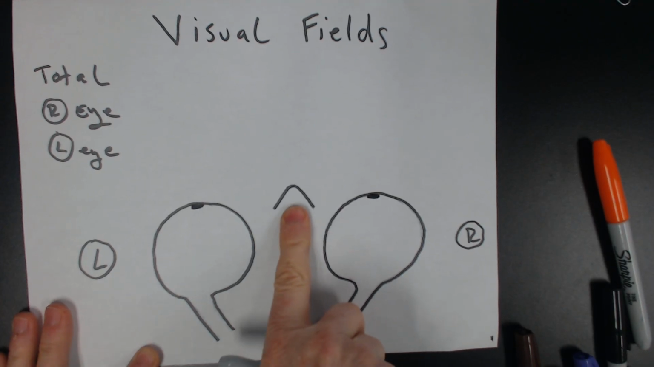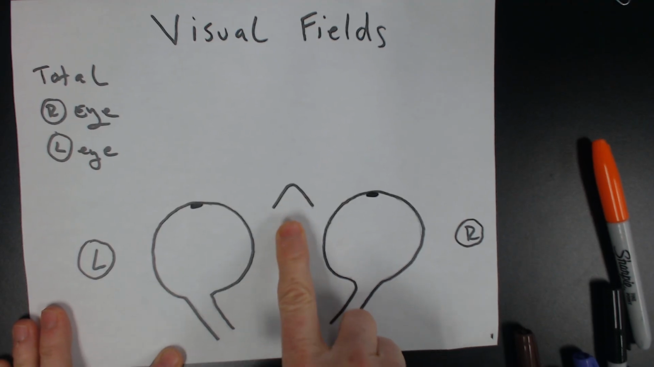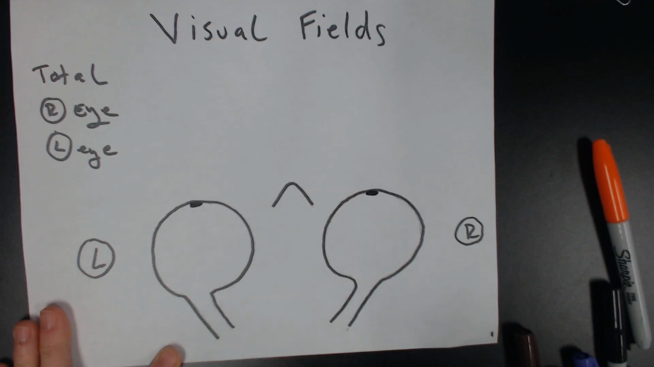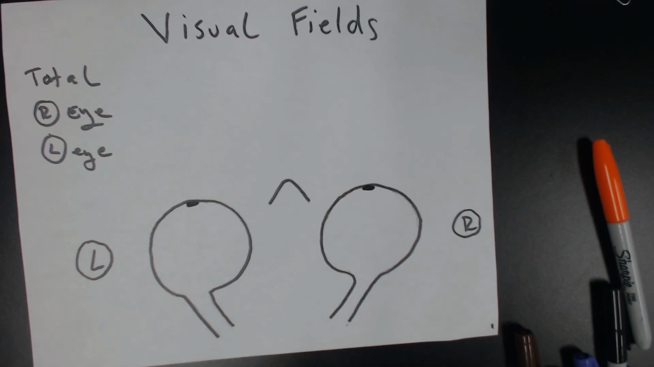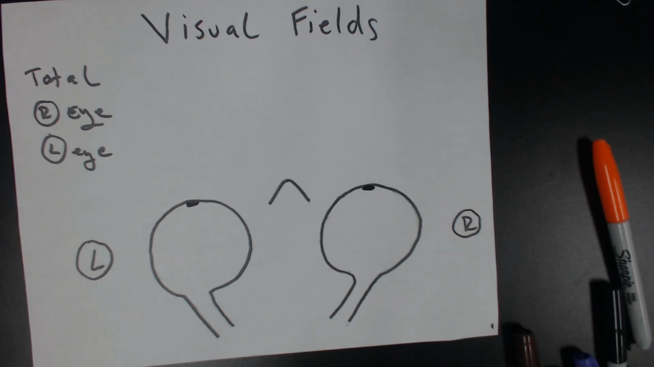Okay, and this is my rendition of a nose in the middle. All right. So if something is closest to the nose, it's considered nasal. Right? Closest to the nose is nasal. And if something's closest to the outside or closest to the temple, it's considered temporal. Okay, so what I'm going to do now is draw the visual fields.